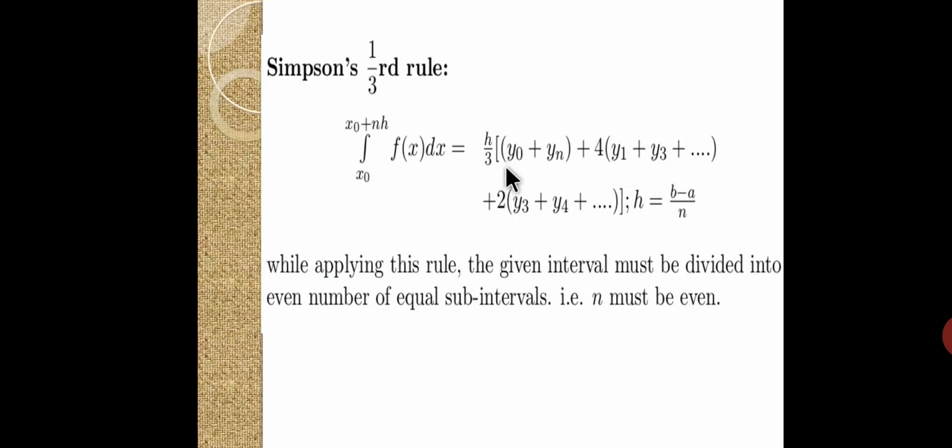So h/3 times [y0 plus yn, the sum of extremes, plus 4 into (y1 plus y3 plus and so on), the sum of odd ordinates, plus 2 into (y2 plus y4 plus and so on)].